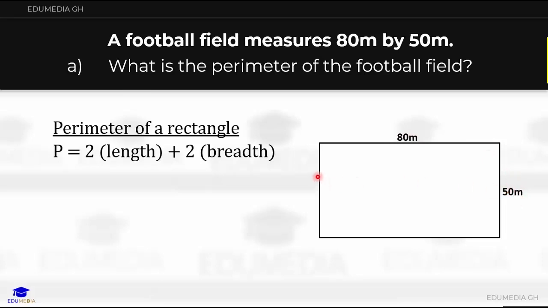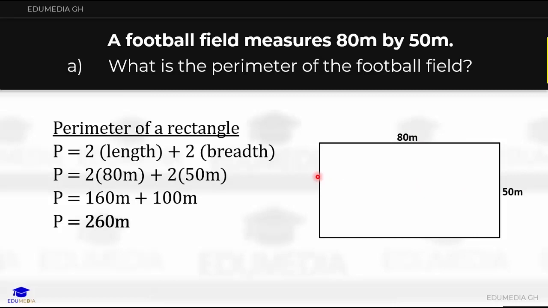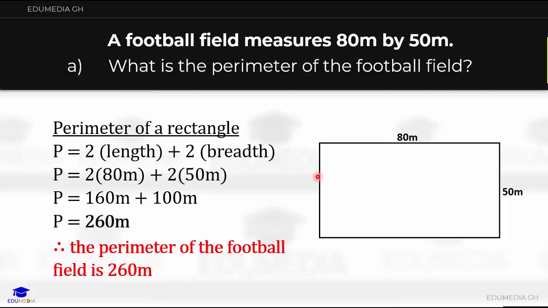So that gives us 2 times 80 plus 2 times 50. 2 times 80 is 160 meters, and 2 times 50 is 100 meters. So putting this together, we have 260 meters. Therefore, the perimeter of the football field is 260 meters. Let's go to the next question.